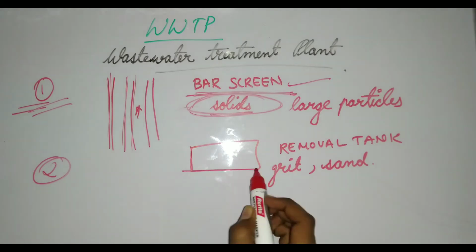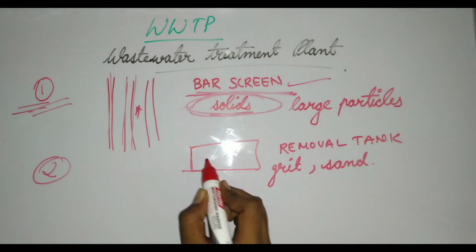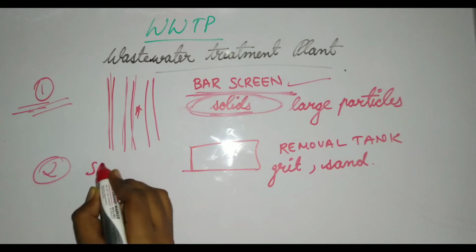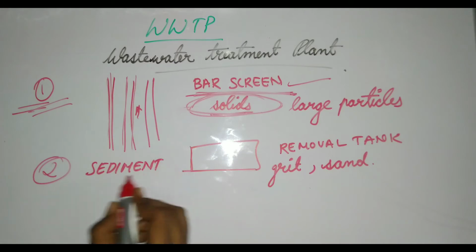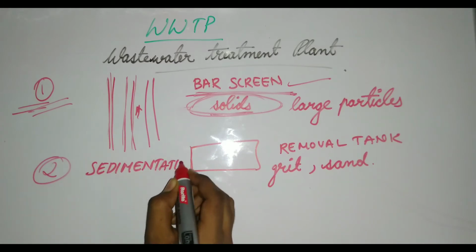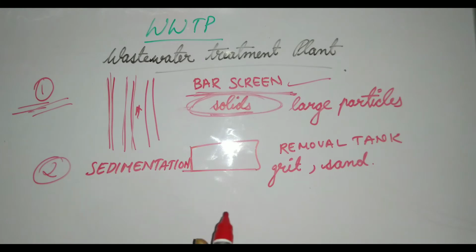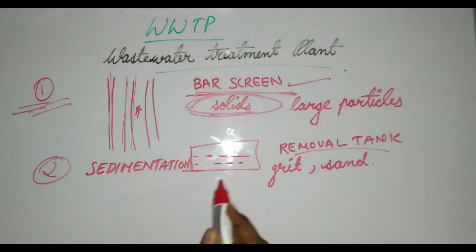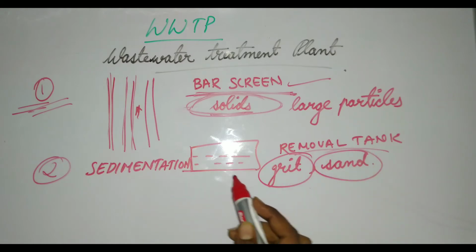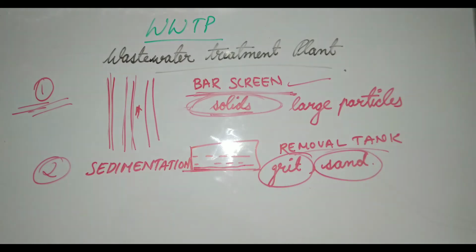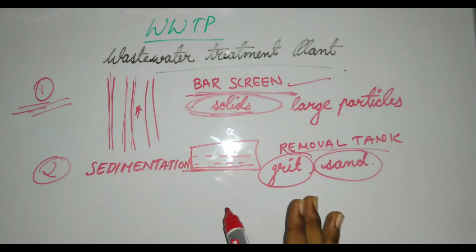The process here is sedimentation. Sedimentation is the process in which the particles settle down. So the removal tank just allows the water to settle, and the sand particles get settled at the bottom of the tank. This is the second step.